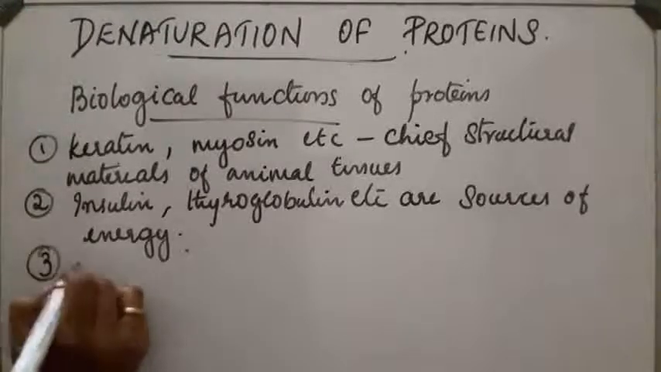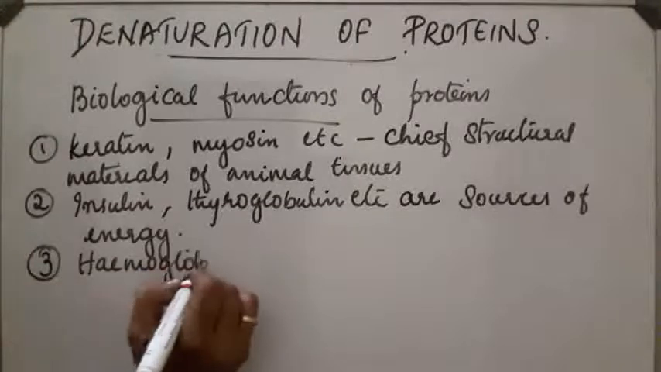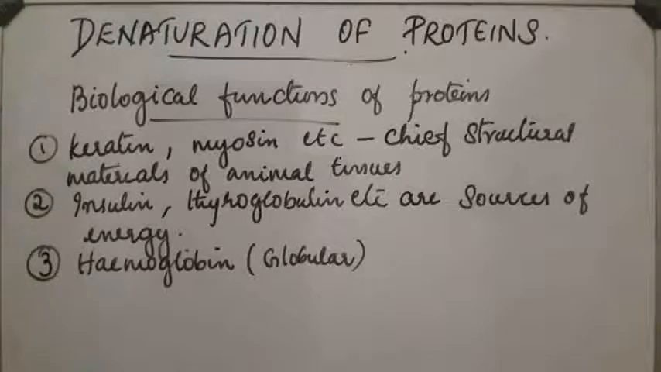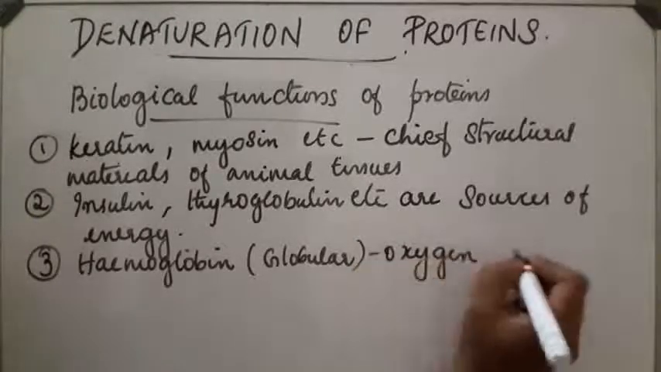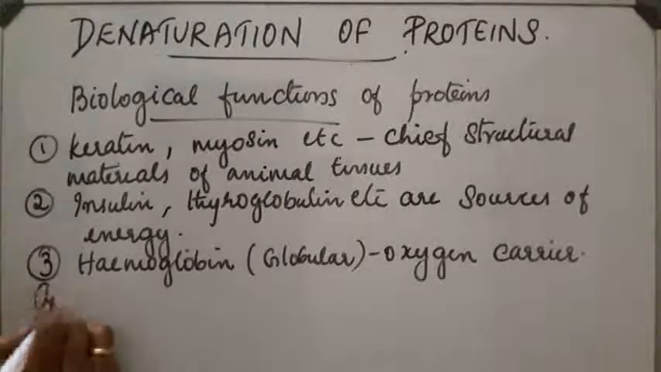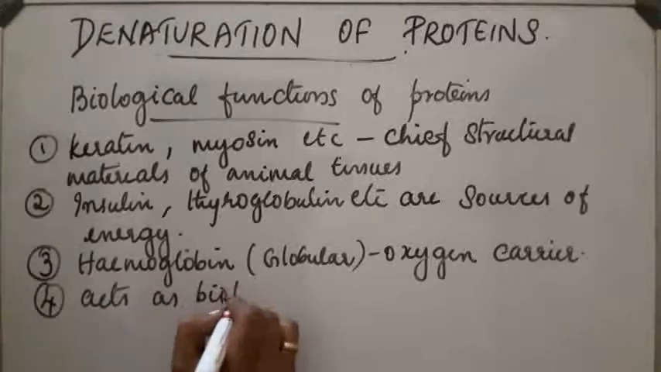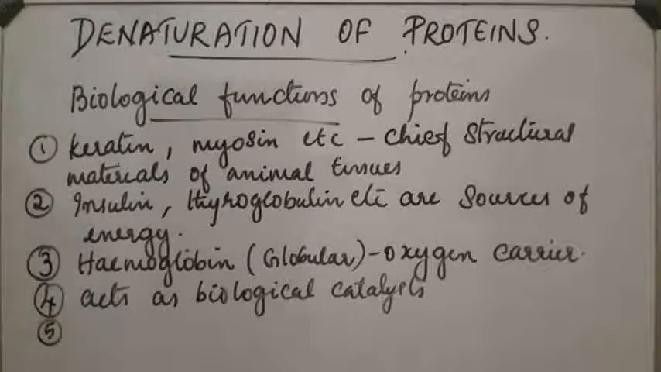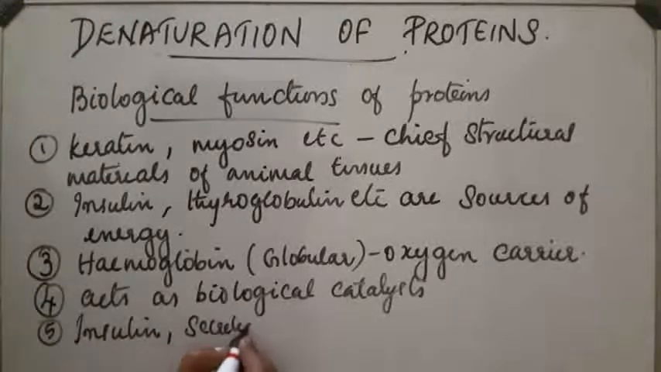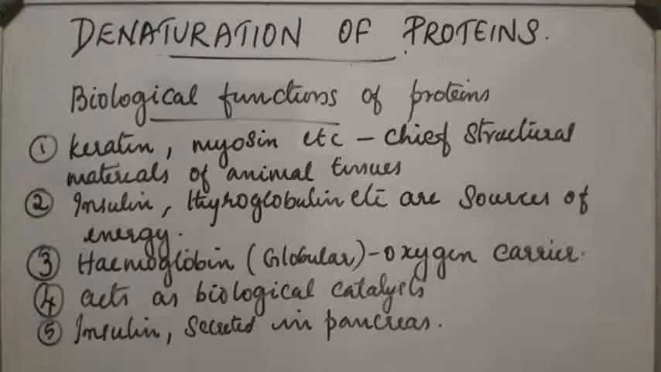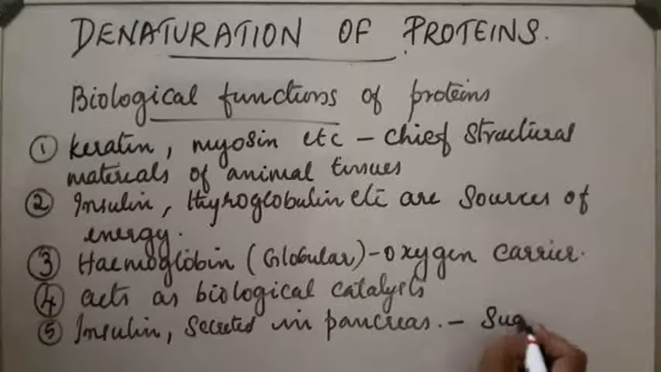Third point, hemoglobin is a globular protein, which acts as the oxygen carrier in animal blood. Fourth point, some proteins act as biological catalysts. Next important point, insulin is secreted in the pancreas, which is responsible for the maintenance of sugar level in the body.